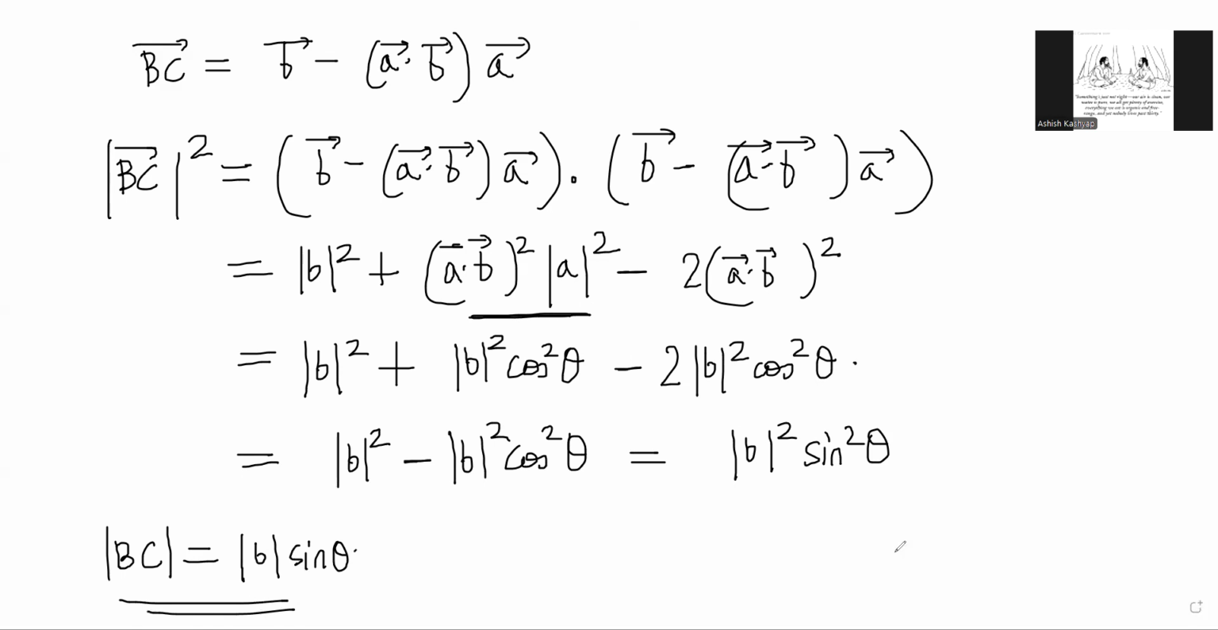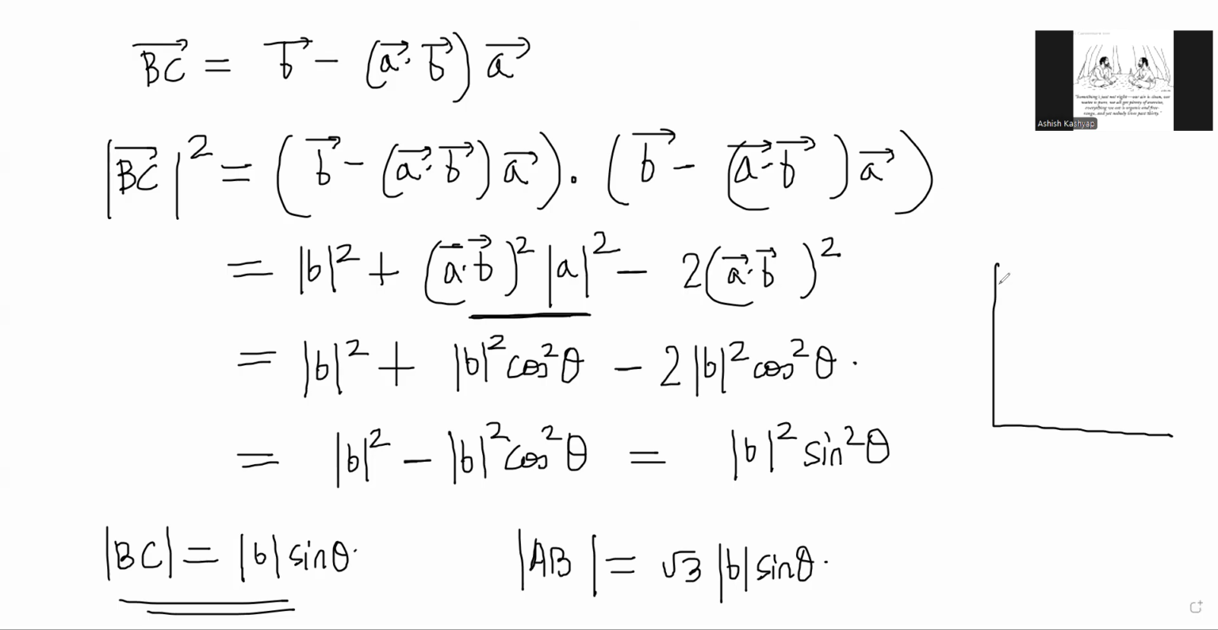And I already know mod of AB was equal to root 3 mod of B sine theta, right? So basically the situation is like this. We have a right angle triangle. The right angle is between AB and BC.